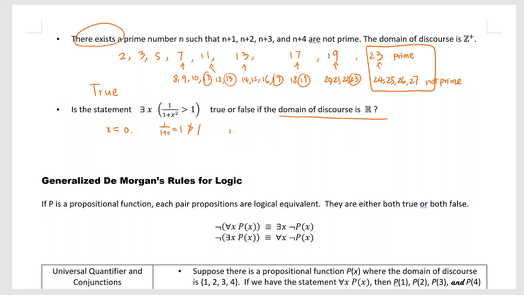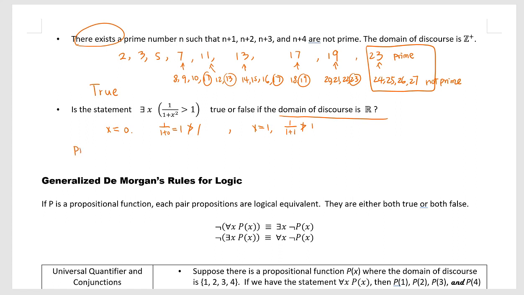Okay. Let's pick 1. If x is 1, is 1 over 1 plus 1 greater than 1? No, 1/2 is not greater than 1. See, we find 2 values and it does not work. So maybe this statement is false. We cannot find such a number. However, to show an existential statement is false, you cannot just pick 2 values. You have to show the proposition is false for all numbers in the domain. Okay, so you have to prove it here.